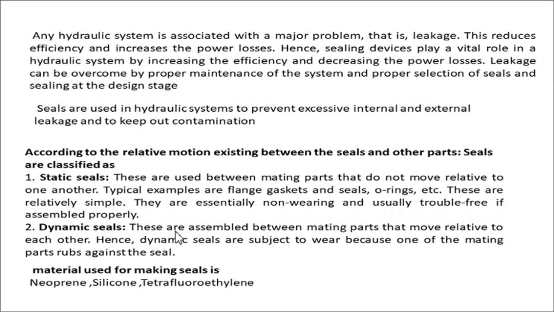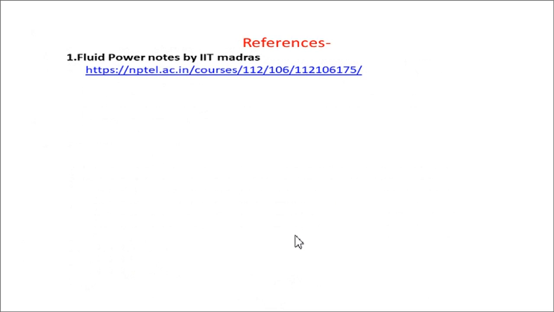Whereas dynamic seals are assembled between parts which have relative motion between them. Hence dynamic seals are subjected to wear because the mating parts rub against each other. So this is all about hydraulic seals and hydraulic accessories. You can find more information in the reference regarding this.